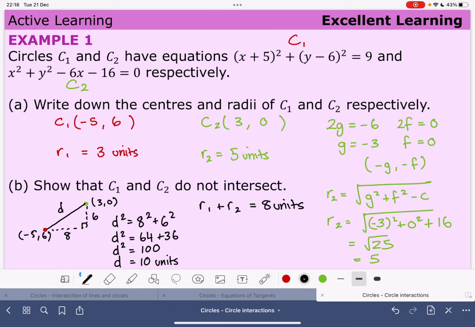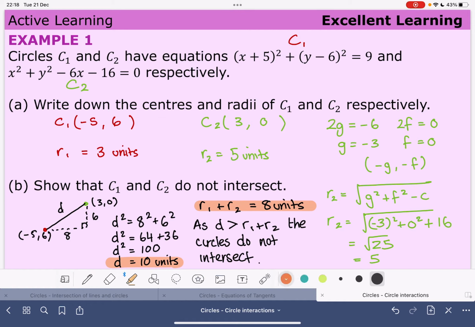Okay. So we now know two really important pieces of information. We know the distance between them, and we know the sum of the radii, and we can just write a little statement using that criteria that it gave you previously. D is greater than R1 plus R2. So the distance between them is too big, even if I add both the radii together, it's not big enough to close the distance. So as d is greater than R1 plus R2, the circles do not intersect. Okay, and that's our solution to that one.